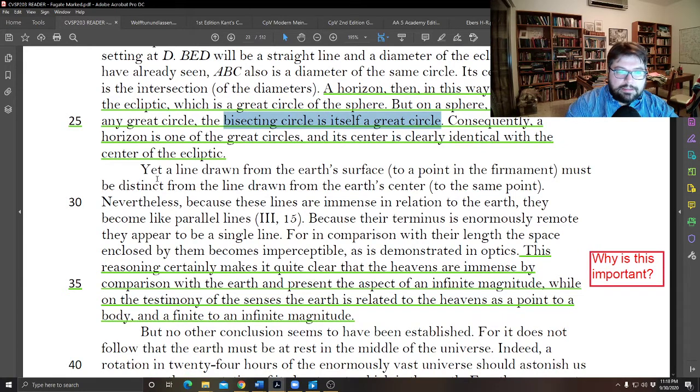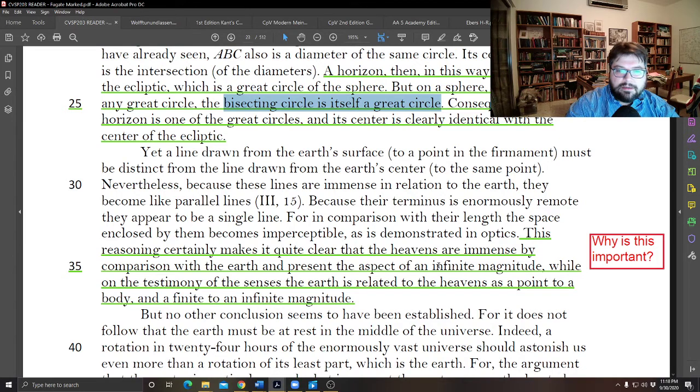So he says, yet a line drawn from the Earth's surface must be distinct from a line drawn from the Earth's center, right? Nevertheless, because these lines are immense in relation to the Earth, the lines drawn from the Earth's surface to the firmament, to the stars, or from the Earth's center to the same point, become like parallel lines. Because their terminus is enormously remote, they appear to be a single line. For in comparison with their length, the space enclosed by them is imperceptible, as is demonstrated in optics.